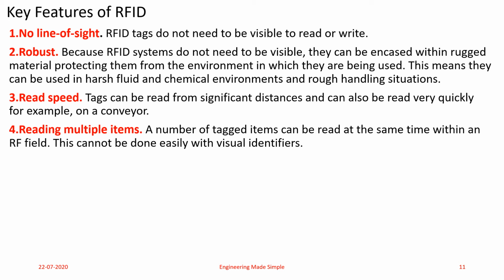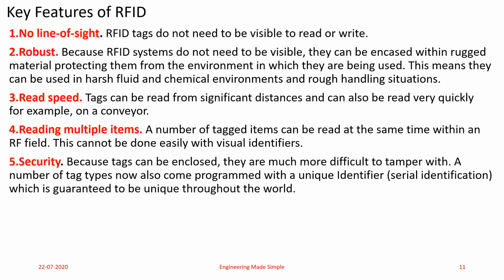Another important feature of RFID is reading multiple items. A number of tagged items can be read at the same time within an RF field. This cannot be done easily with visual identifiers.